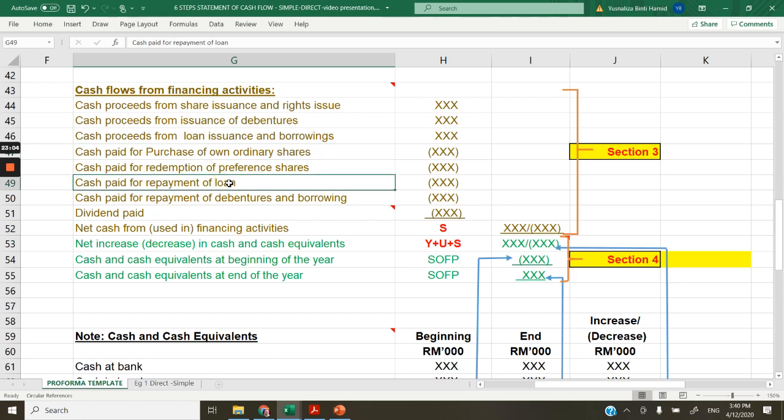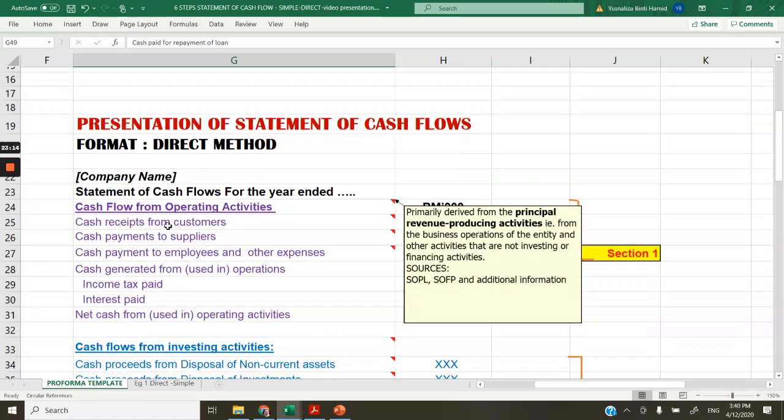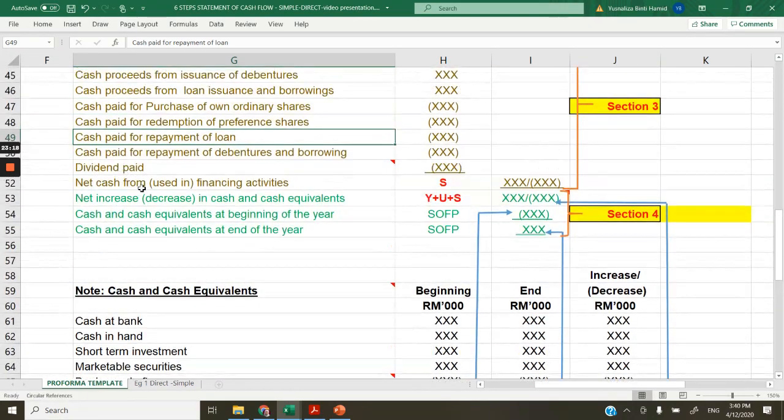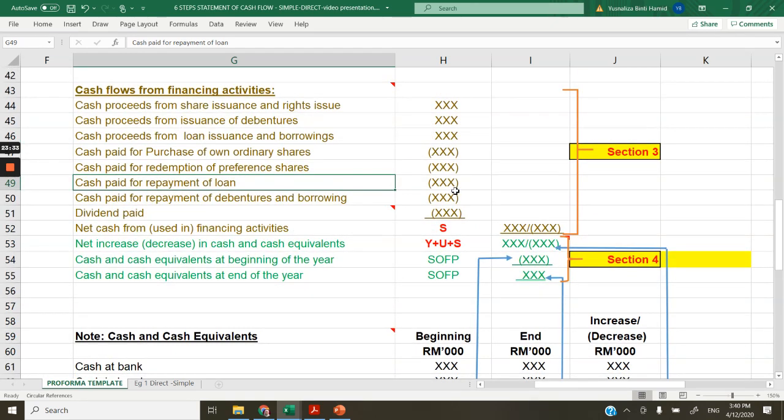Remember, when you repay a loan, you will normally repay together with the interest. So the interest paid, you will put under the operating activities. So I'll show you this here. It will be put under operating activities. But the amount that you pay to the bank for the loan, the payment of that will be put under the financing activities. So this is, for example, credit bank, debit loan.